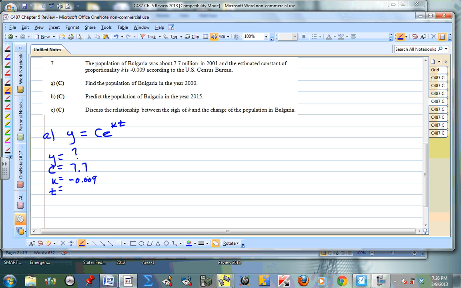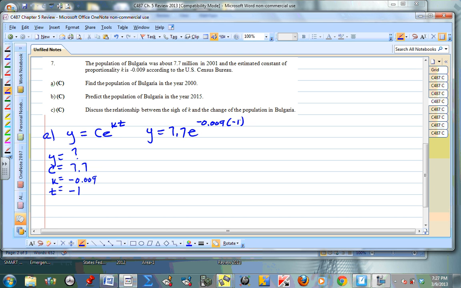And t, now, they give us the population starting in 2001. They want to know the population in the year 2000. That's 1 year prior. So I'm going to say t is negative 1. Again, there's other ways to go about this. So now we'll just go to our calculator and we'll type in 7.7 times e to the negative 0.009 times negative 1 power.